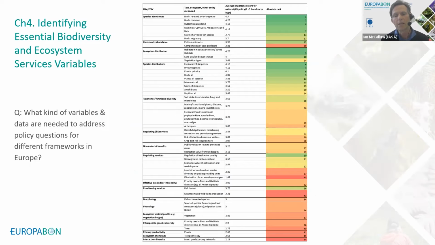Yeah. So one of the main efforts that we were focusing on in this exercise was the identification of these essential biodiversity and ecosystem service variables, which Enrique was speaking about earlier on. So looking in particular at what kind of variables and data are needed to address those policy questions for the different frameworks in Europe. Initially we came up with a listing, together with various stakeholders, of about 45 essential EBVs, and we went through a ranking process, coming up with an absolute ranking. But this is just a temporary list. This work is in progress, so this is not a definitive list.